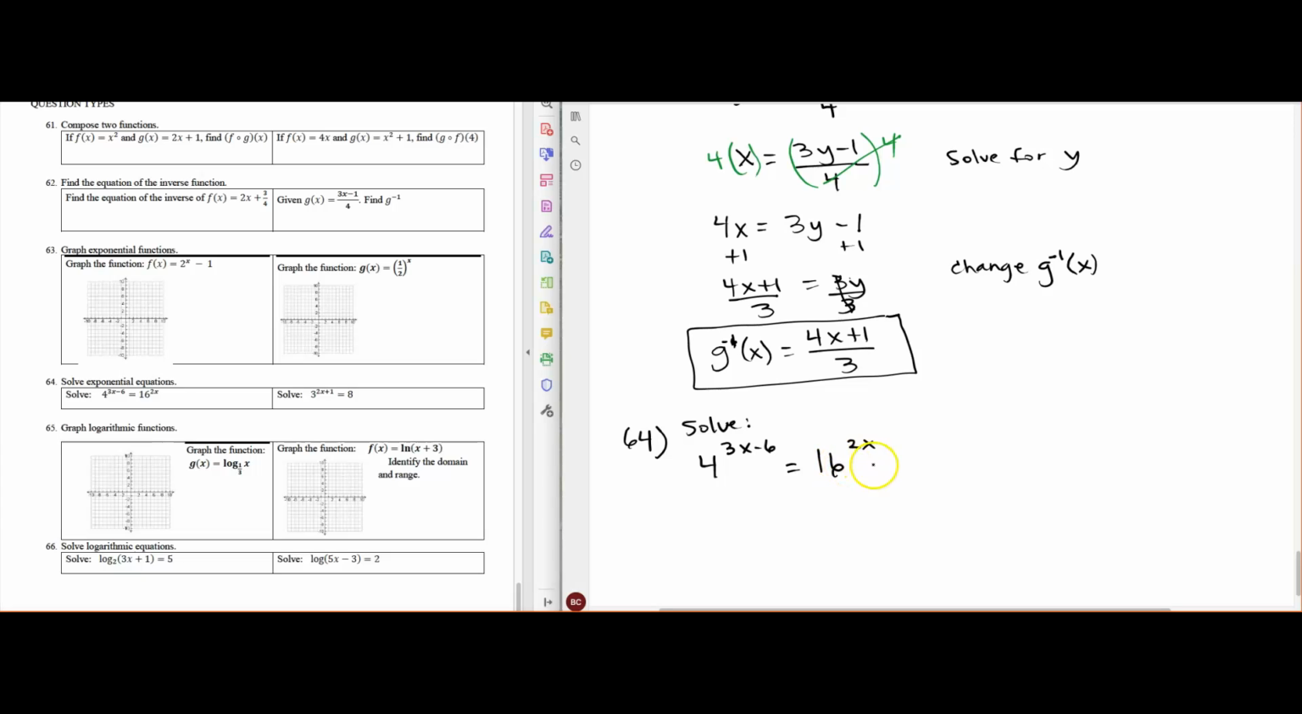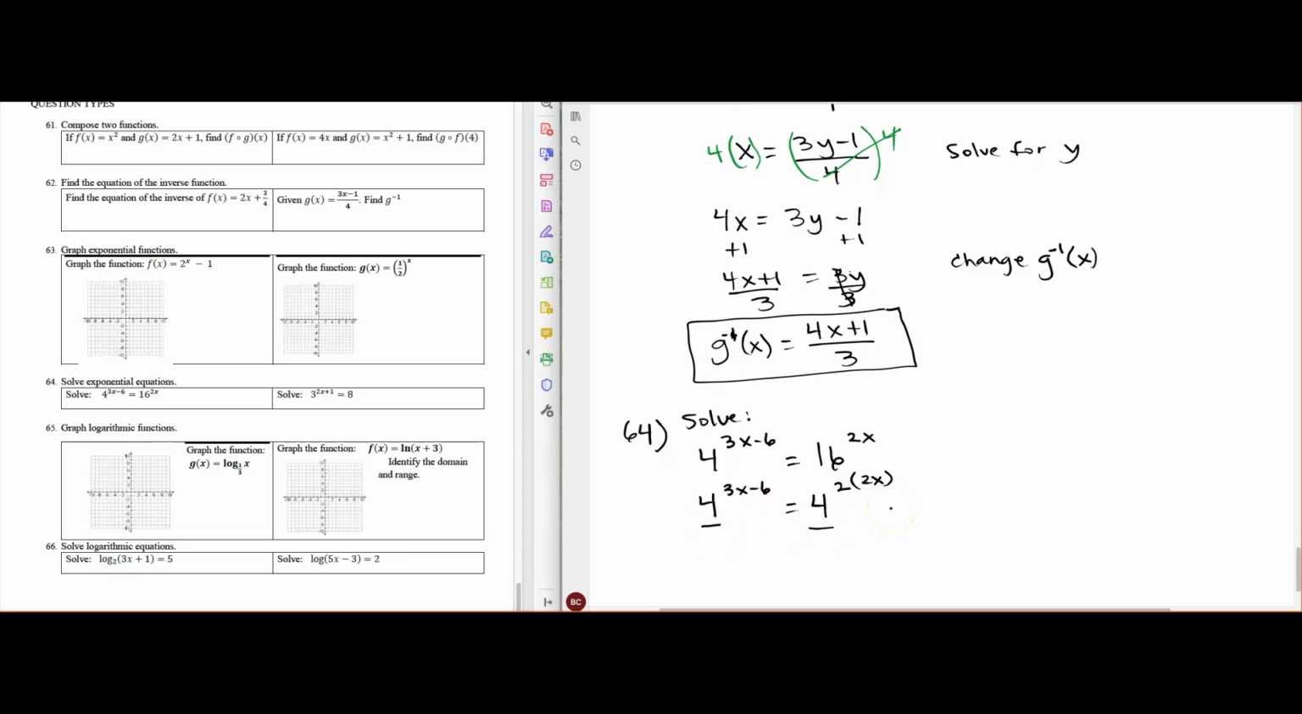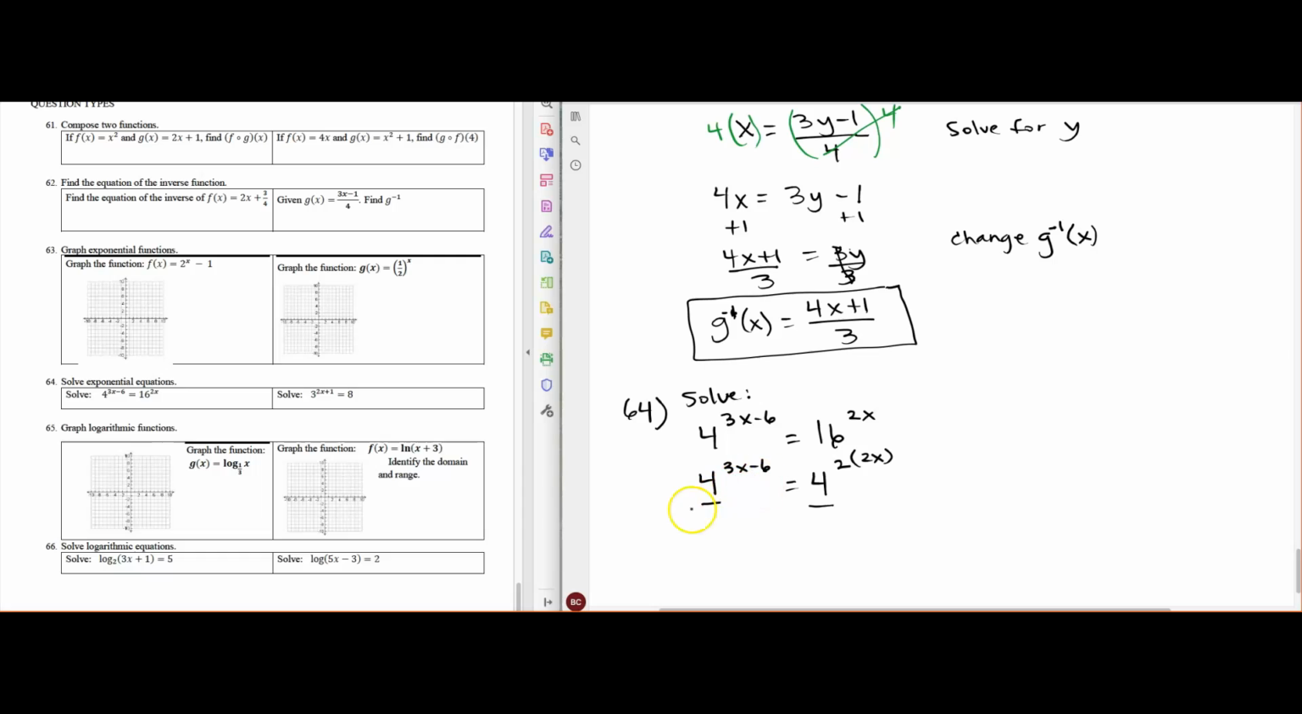Same basis? Yeah, we've got to get those to be the same, right? So you could see that we could get them both to be 4s, right? Because 16 is 4 to the 2nd power. And so then I still have that 2x in the exponent that I need to multiply by that other 2. But now that the bases are the same, I can just set those exponent parts equal to each other.